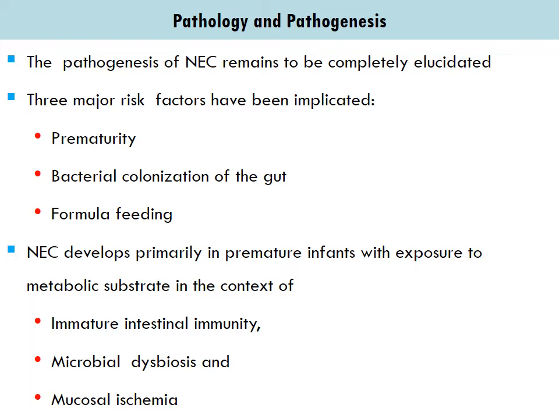Necrotizing enterocolitis develops primarily in premature infants with exposure to metabolic substrate in the context of immature intestinal immunity, microbial dysbiosis, and mucosal ischemia. An underlying genetic predisposition is being recognized with variants in genes regulating immunomodulation and inflammation, example: toll-like receptor, interleukin 4/6; apoptosis and cellular repair, example: platelet-activating factor and oxidant stress; example: vascular endothelial growth factor, arginine, nitric oxide.